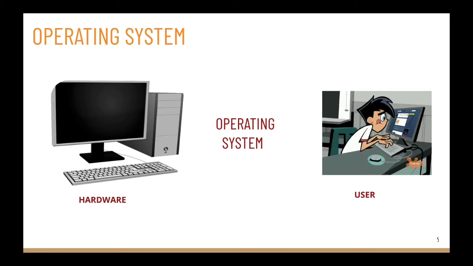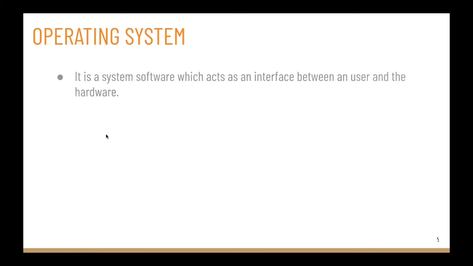So how does an operating system help in utilizing the hardware? The operating system helps the user in interacting with the hardware. So what can we say? An operating system acts as an interface between the user of a computer and the computer hardware. So the formal definition of an operating system may be as follows. It is a system software which acts as an interface between a user and the hardware. So it acts as an intermediary so that you can interact with the computer system.